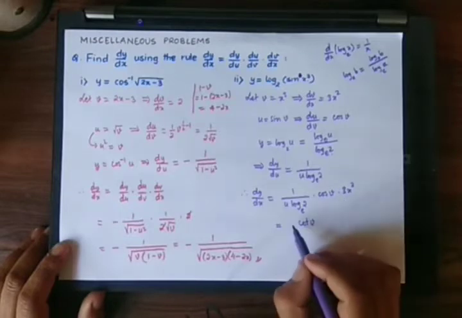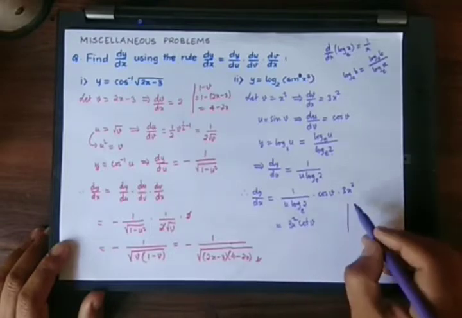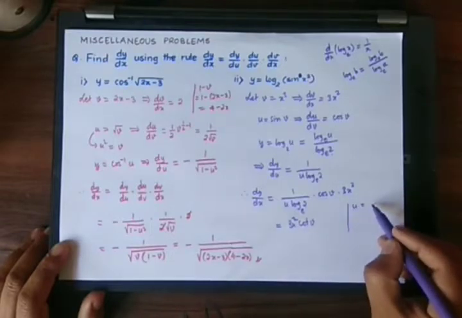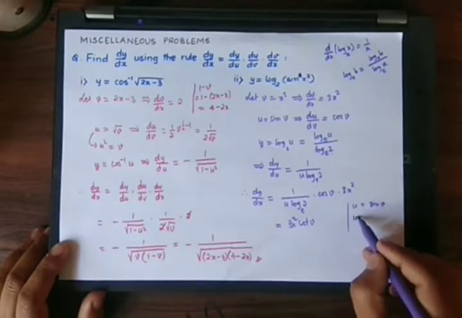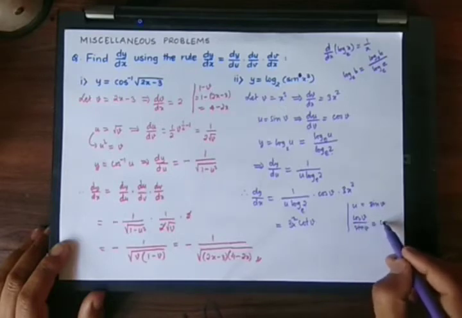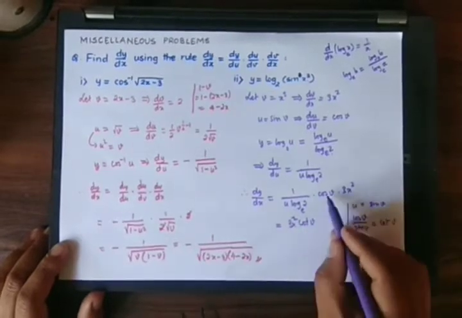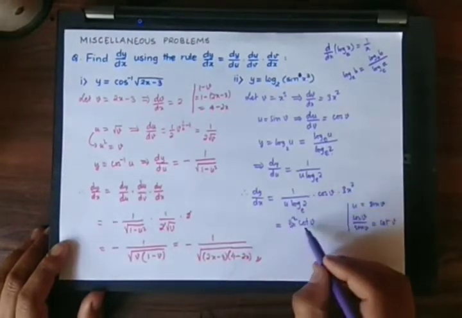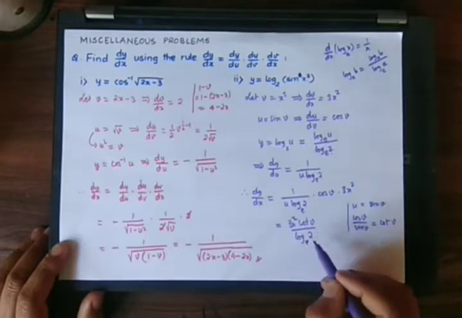And this 3x squared can be written in front. Okay, so u is equal to sine v, and cos v by sine v is cot v. So 3x squared is written, cos by sine, that is cot v is written, by log 2 with base e.